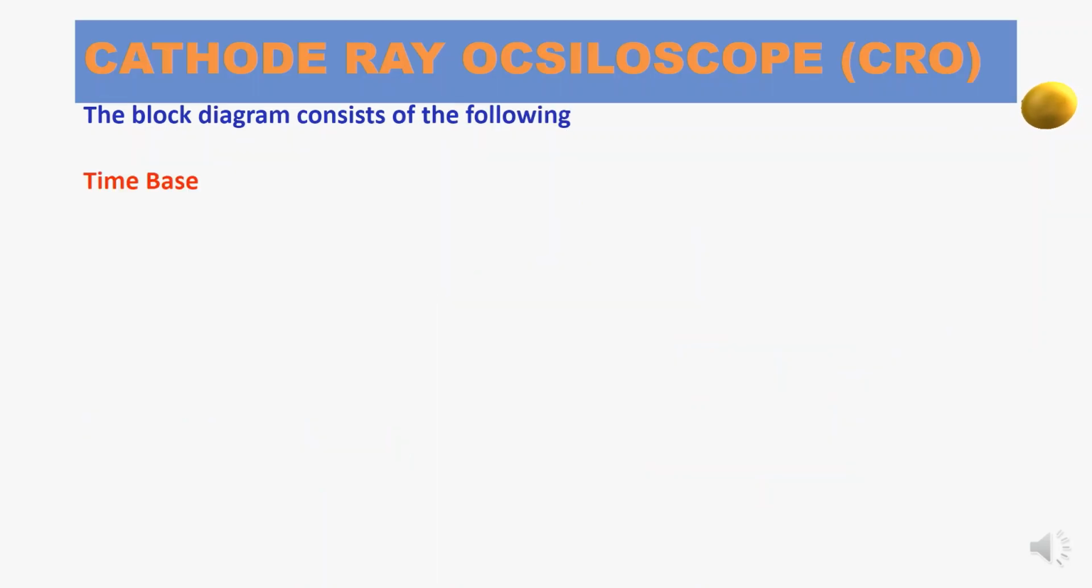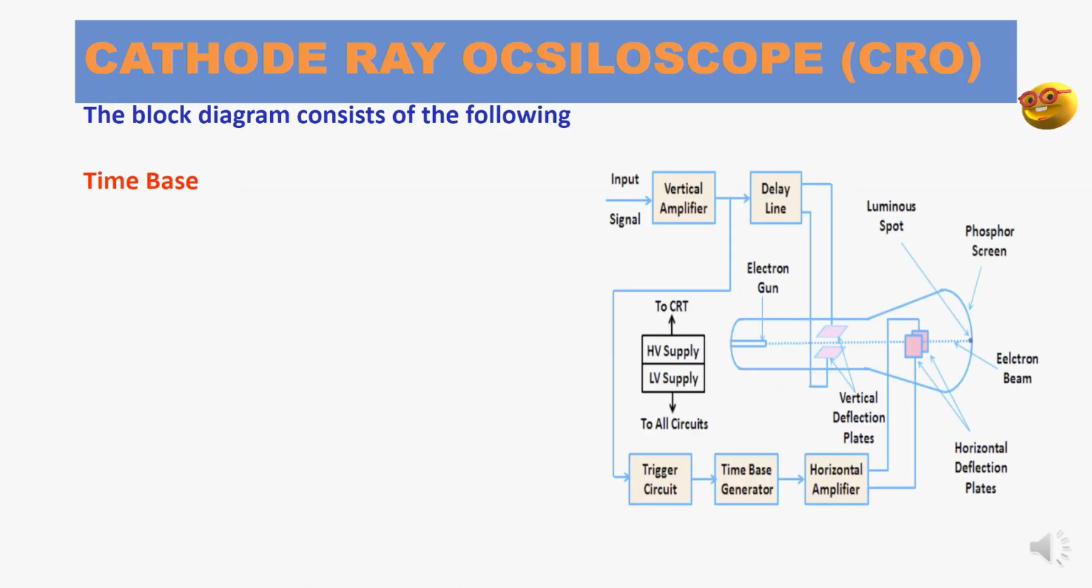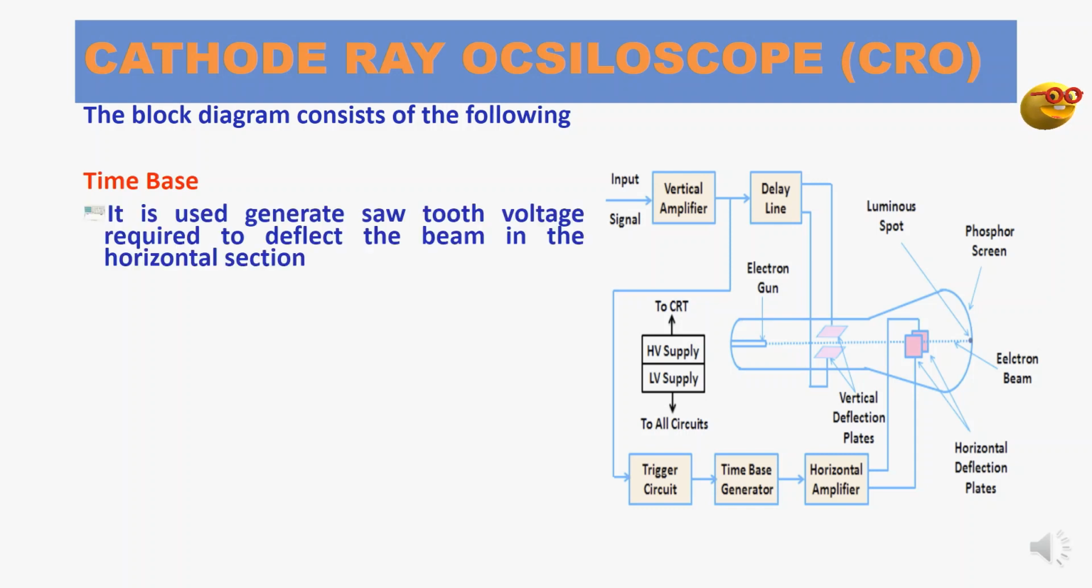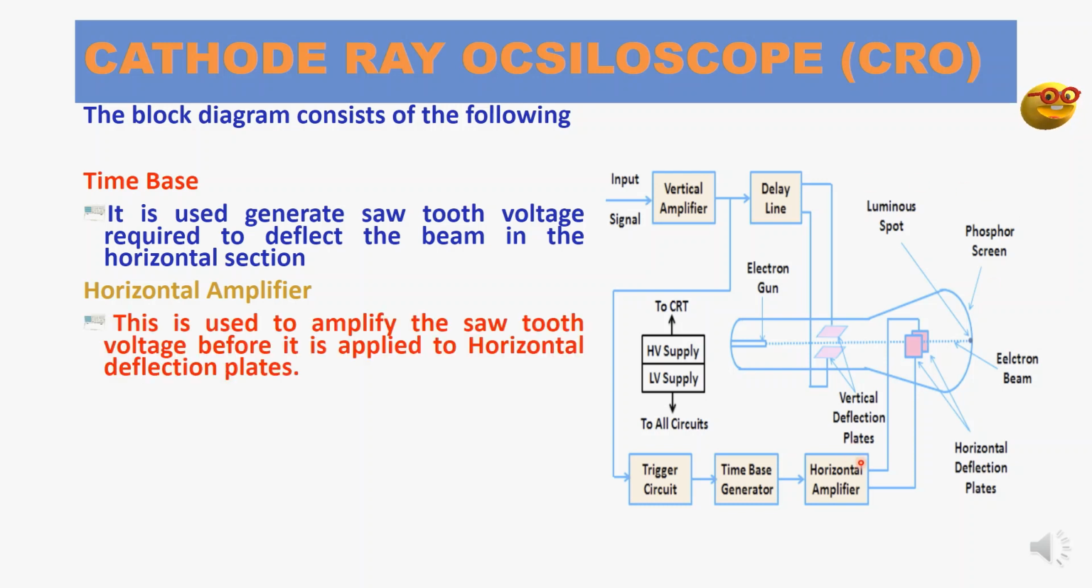Now the horizontal section. In this section we'll first discuss the time base generator and what it does. The name says generator: it is used to generate a sawtooth voltage required to deflect the beam in the horizontal section. The next part is the horizontal amplifier, which is used to amplify the sawtooth voltage before it is applied to the horizontal deflection plates.